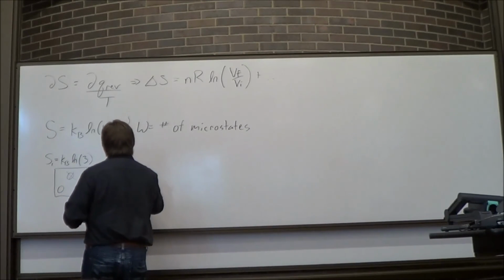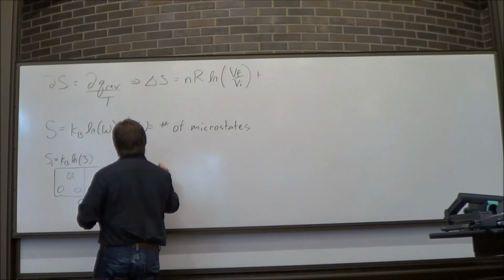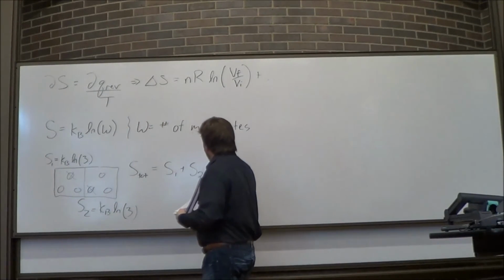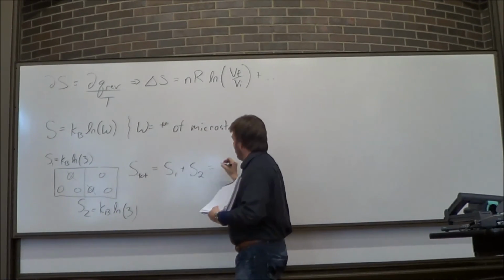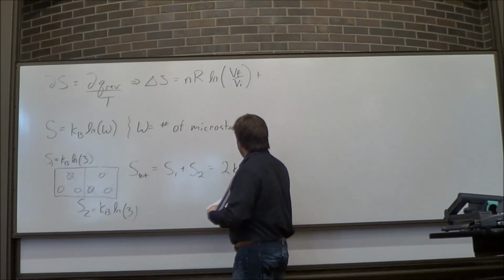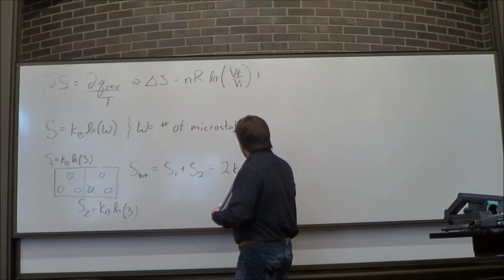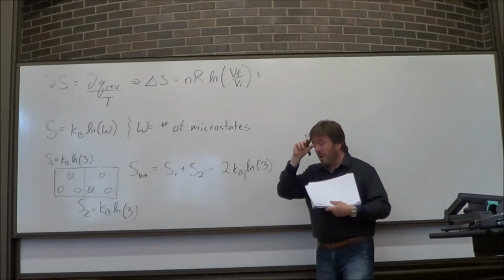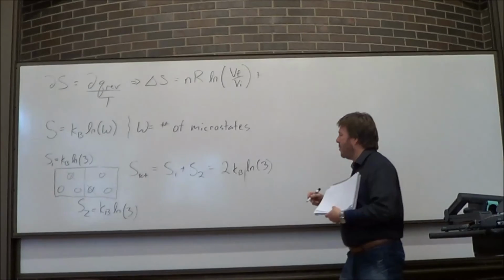So the total entropy of this thing would be S1 plus S2. So it does add, and of course, it's brainless. I'm just going to say it's 2 times ln 3. Okay, anybody can see that. But now here's where it gets more difficult.